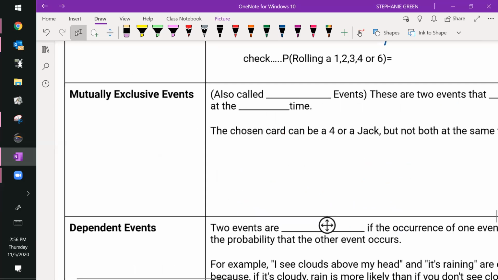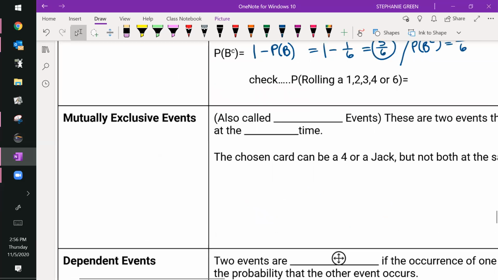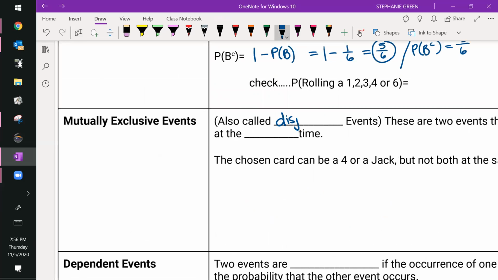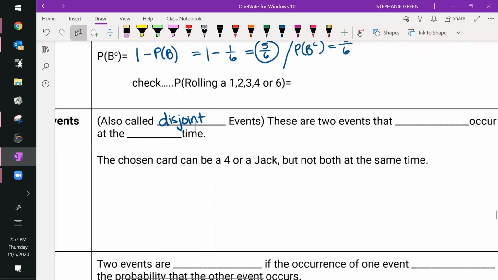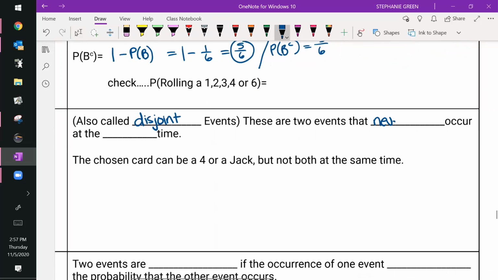The next topic here is mutually exclusive events, also called disjoint events. Disjoint events, or mutually exclusive events, are 2 events that never occur at the same time. So it is possible for 2 different events to occur at the same time, but if we're talking about mutually exclusive events, that means they're never going to occur at the same time. So the example they say here, the chosen card can be a 4 or a jack, but it can't be both at the same time. So these are mutually exclusive events.